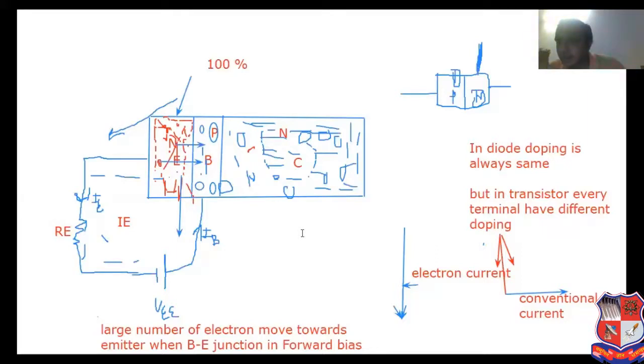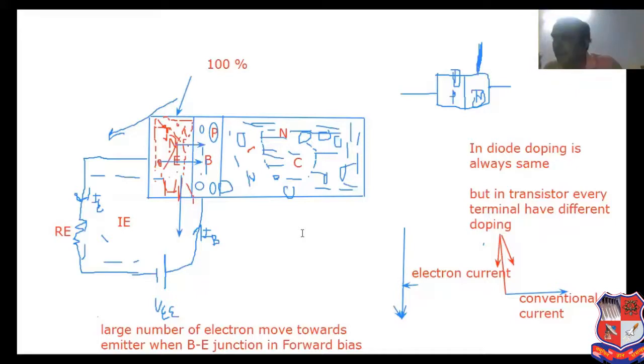That's why the collector base junction is always connected in reverse bias. Why? Because if you put the collector base junction into forward bias, at that time the collector would also emit electrons instead of collecting them. Remember that point. Again, if the collector base junction is in forward bias, then the collector also emits electrons instead of collecting.